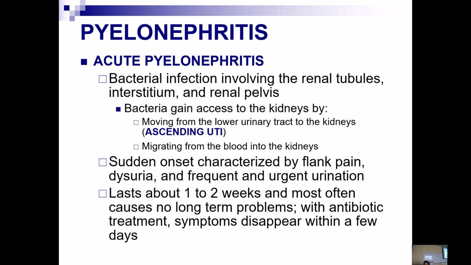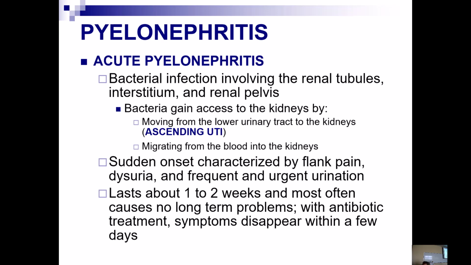Acute pyelonephritis, bacterial infection involving the renal tubules, interstitium, and renal pelvis. There's 2 different ways bacteria is going to gain access to the kidneys. We got moving from the lower urinary tract to the kidneys. That's the ascending route. And then the descending route, migrating from the blood into the kidneys. Ascending is way more common than descending. If we end up with a descending, chances are really good you've already been sick, because if you've got sepsis, if you've got bacteria in your bloodstream that's heading to your kidneys, you're already probably sick. And that's going to be more of an issue with people that are hospitalized. Most people get it as a urethritis to a cystitis up into the kidney.